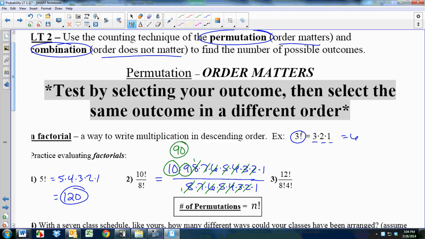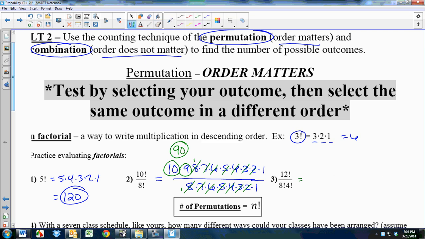All right, so number 3, if I were you, I'd pause the video and maybe try it yourself. Notice the 12 factorial and the 8 factorial. The 12, 11, 8, 7, 6, 5, 4, 3, 2, 1, and the 8, 7, 6, 5, 4, 3, 2, 1 are all going to, whoops, I didn't write that right. Let me try that again.